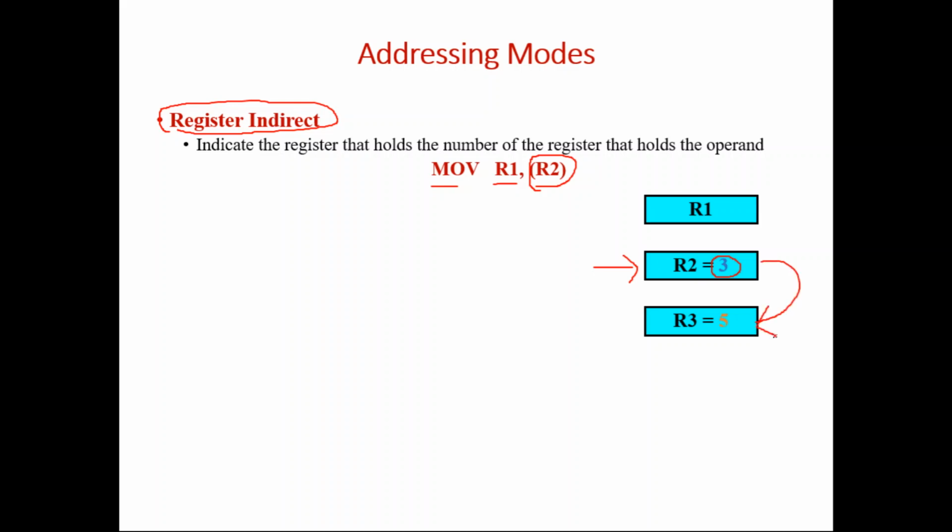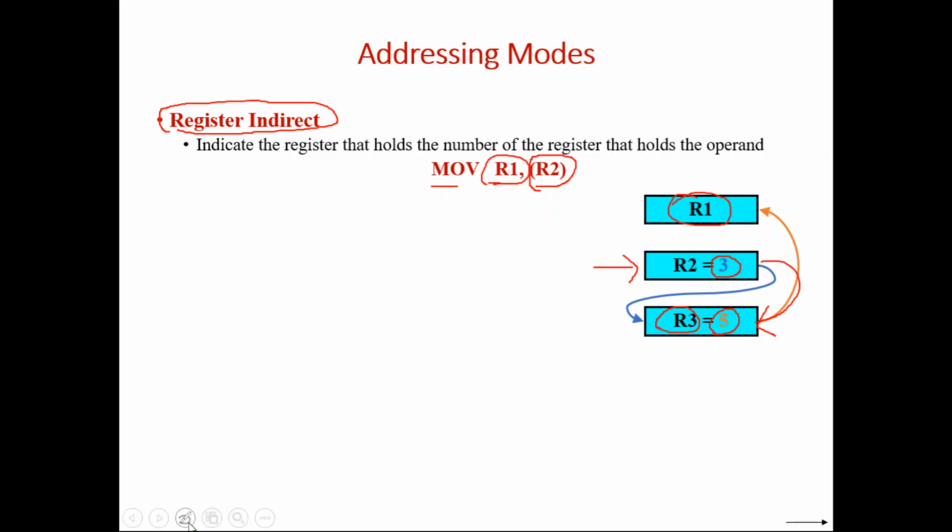It means R2 is pointing to this register, which is R3. And now what does R3 contain? 5. So that 5 will be moved to R1. That is the meaning. Are you getting it? So this is a pointer which is pointing to R3, and R3 contains the value 5, and that will be moved to R1. This type of addressing is called register indirect addressing mode.